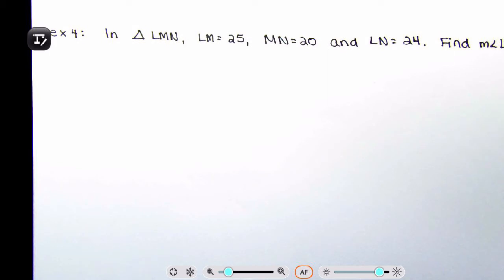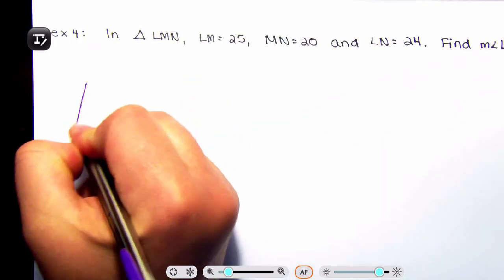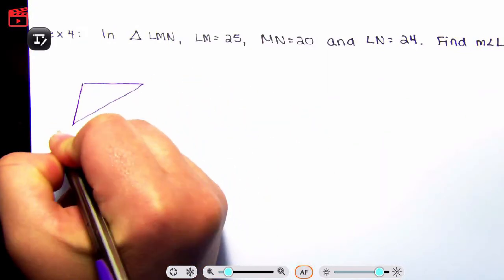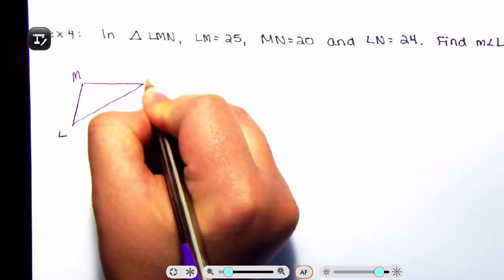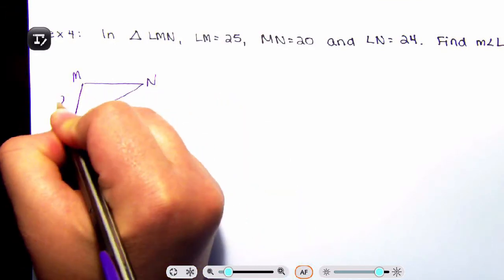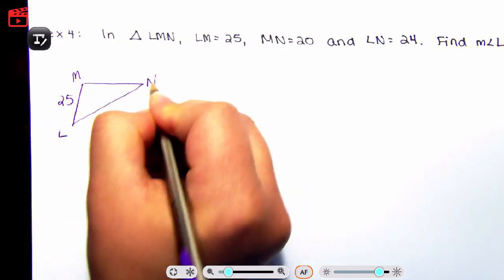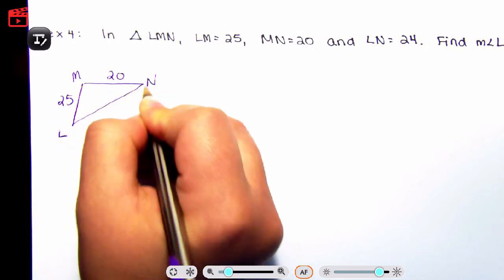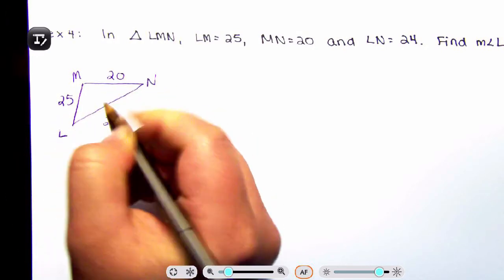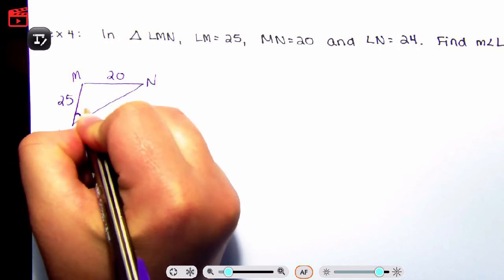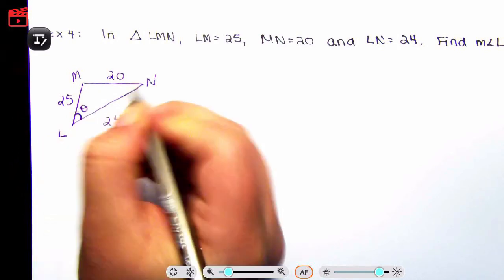Okay, let's do one last one. We'll wrap up law of cosine. This one didn't give us a picture, so let's draw it out. We have a triangle LMN. LM is 25, MN is 20, LN is 24. Find the angle of L. So this is, let's call it theta.